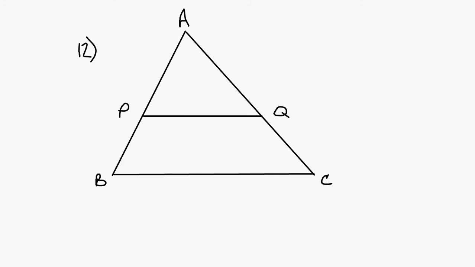What is the value of x? X is right here, and you've got a 6, a 24, and a 28, given that PQ is parallel to BC. All right, so you're told that PQ is parallel to BC.